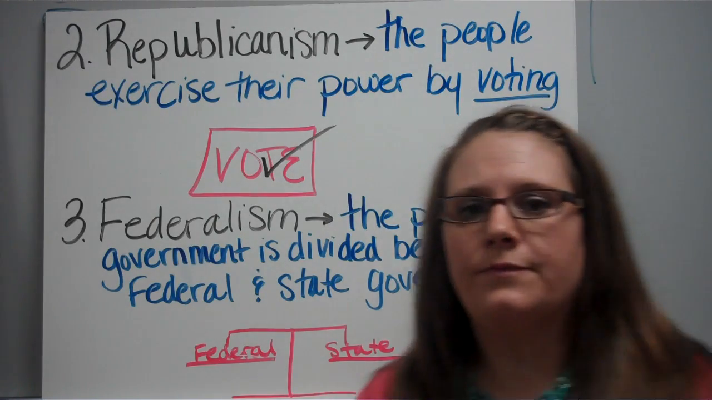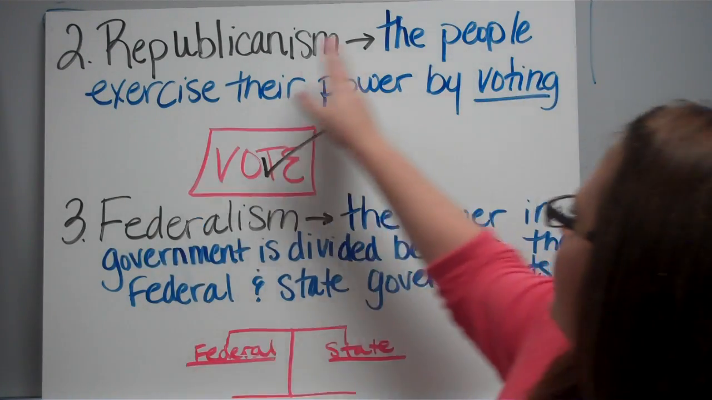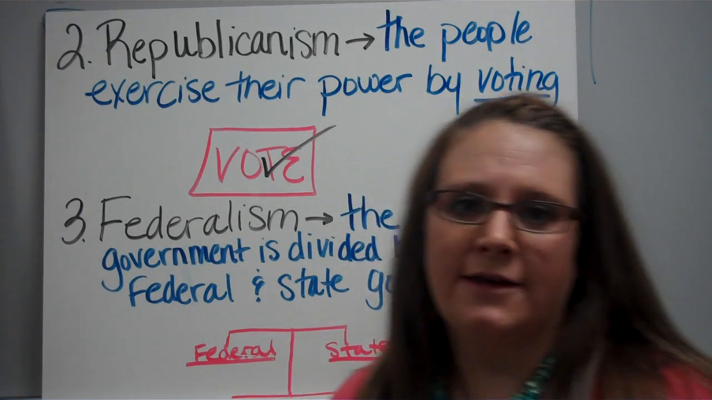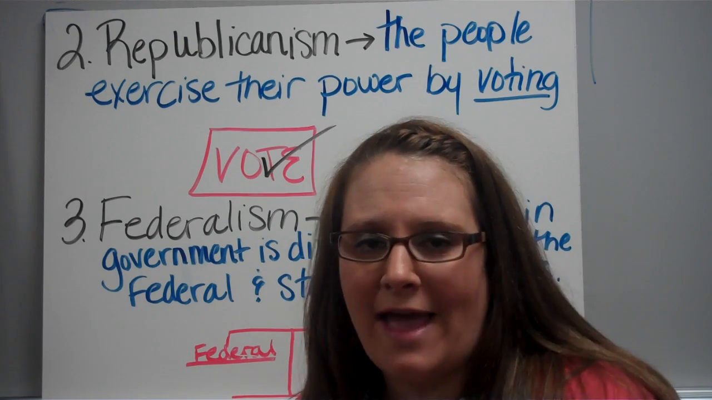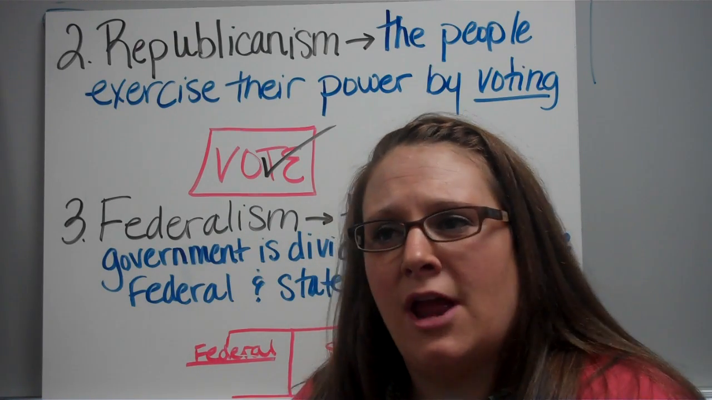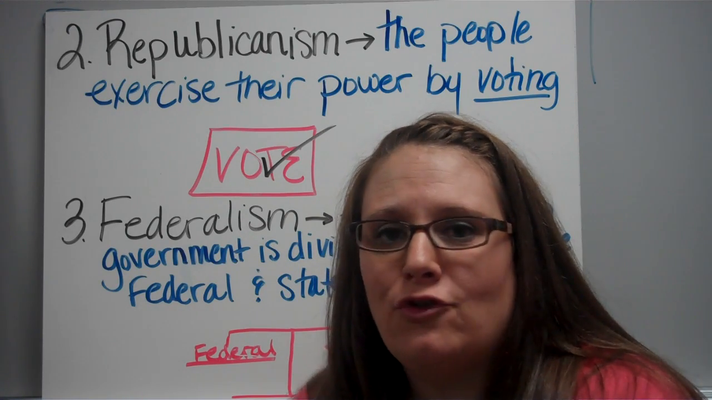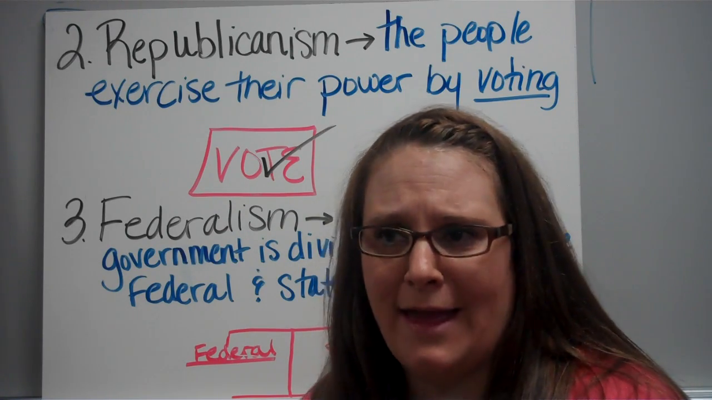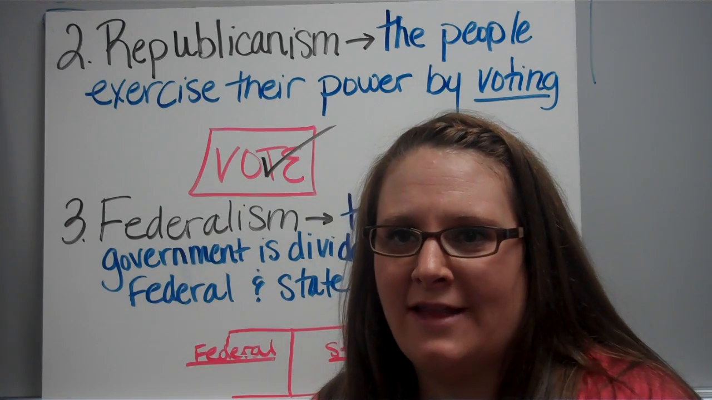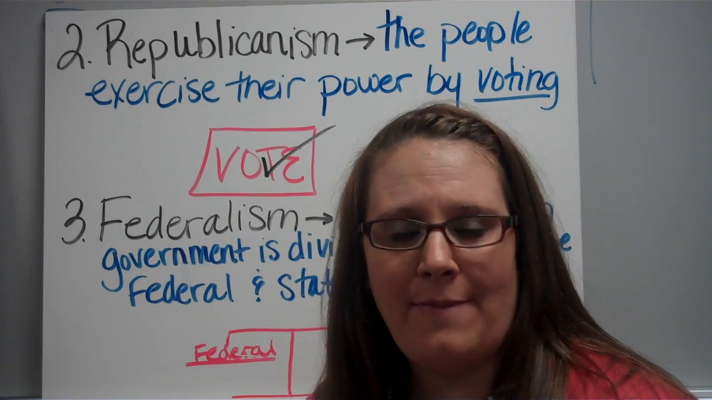Okay, principle 2 is republicanism. Republicanism is the people exercise their power by voting. So we needed to establish a way for the people to have the power, because even back then it was very difficult for someone to get to the Capitol, and it would be nearly impossible now for all the people in the United States to have unlimited power.